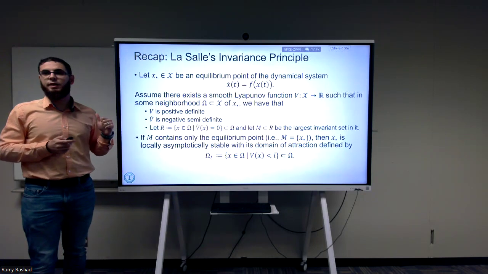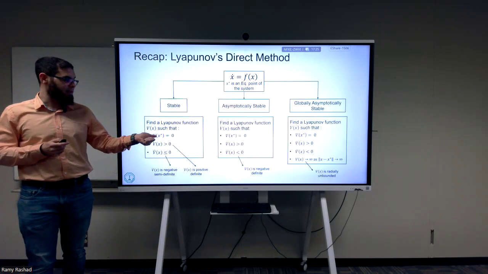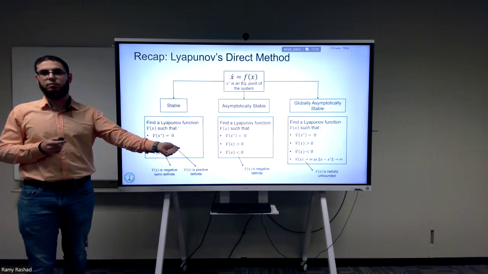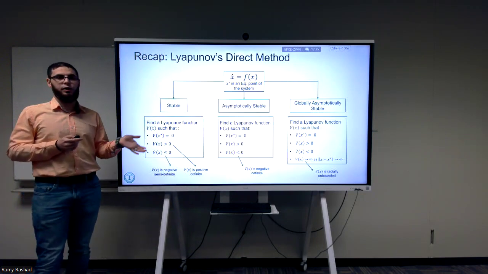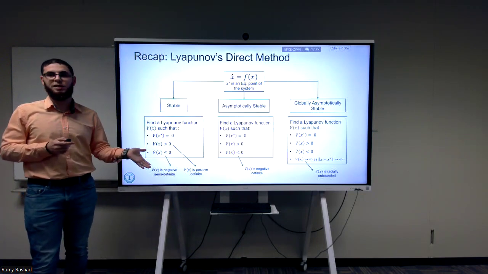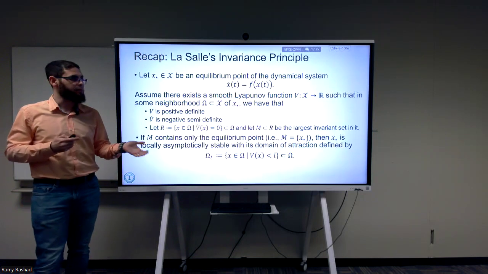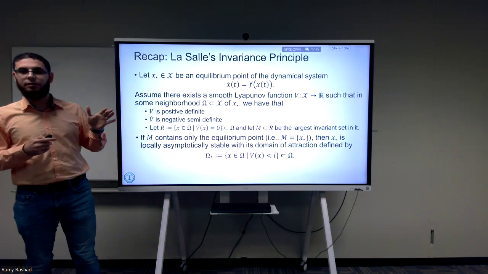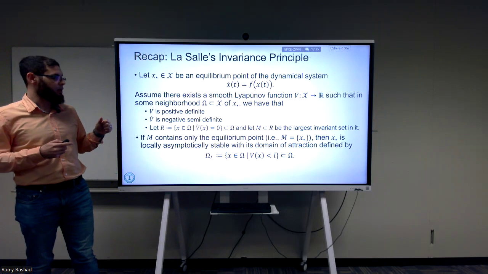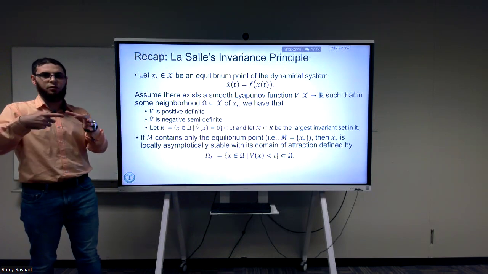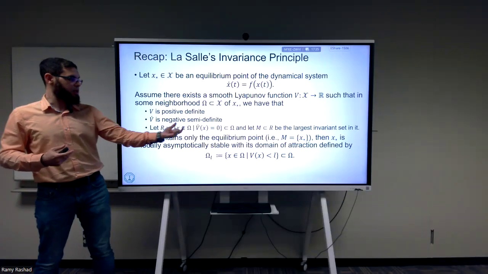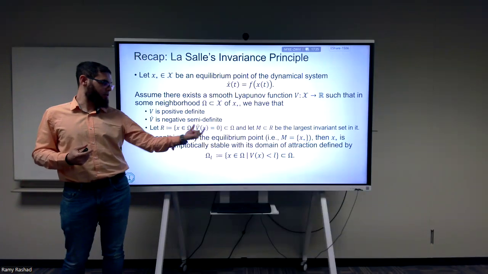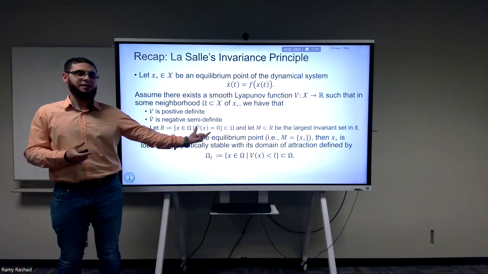LaSalle's invariance principle is very powerful, because finding a Lyapunov function that is strictly negative definite is very hard. So usually if we can find a Lyapunov function and reach with Lyapunov stability just negative semi-definiteness, then we can extend this analysis based on LaSalle's invariance principle by looking in more detail at what happens when V dot is equal to 0. We built this set R that contains all of the points in the state space, or in a smaller domain, that have V dot equal to 0.